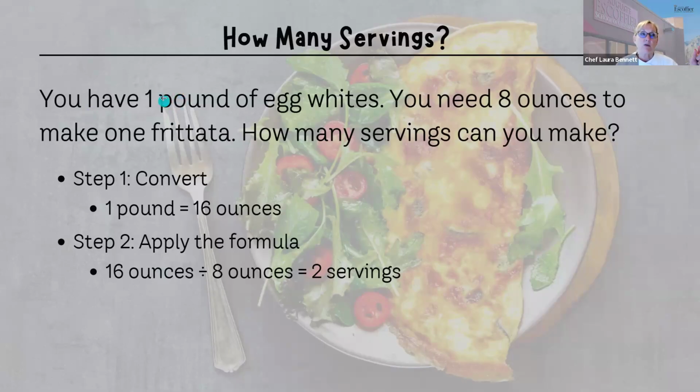All right, so you know now that we have 16 ounces. We're going to divide that by the 8 ounces that we need for that 1 serving. We get a total of 2 servings. And you're going to round if you need to, but in this case, we do not round.